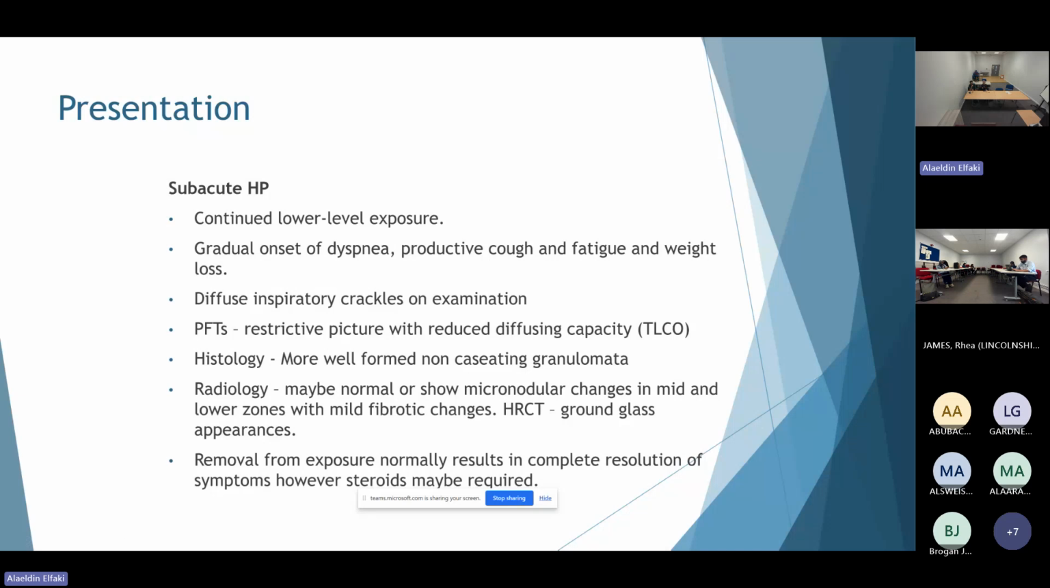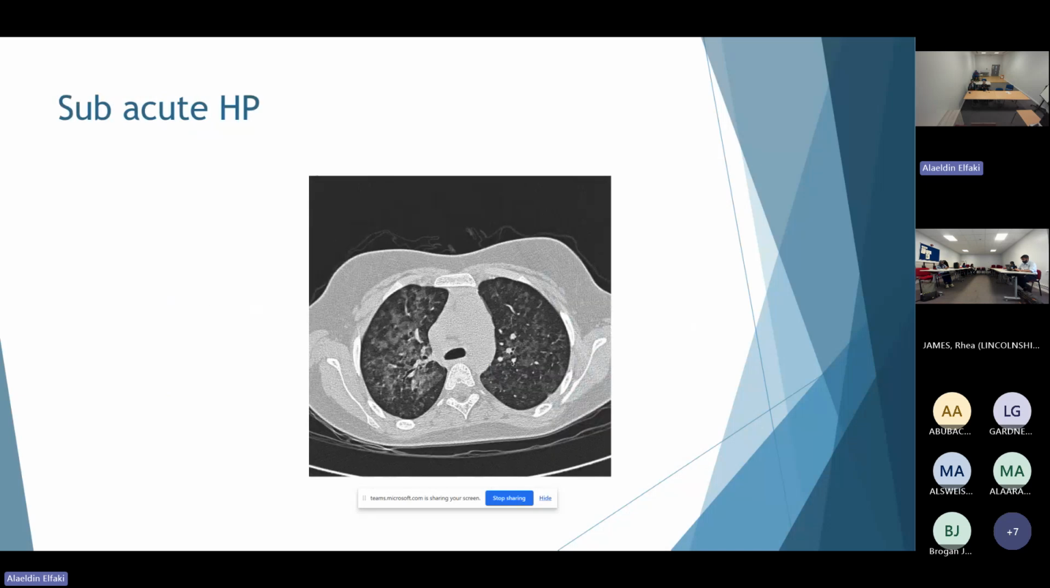ground glass opacifications or a mosaic pattern, predominantly affecting the upper and middle lobes rather than the lower lobes. The treatment is just to avoid exposure, and that might help. Steroids might also be used for accelerated recovery. This is a feature of subacute hypersensitivity pneumonitis, with ground glass opacifications predominantly affecting the upper lobe.